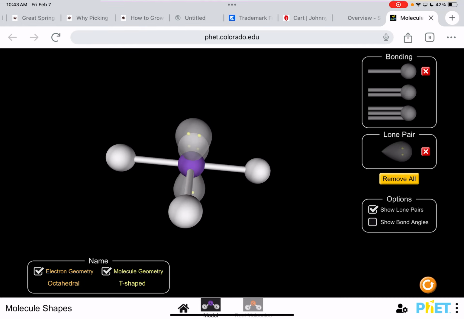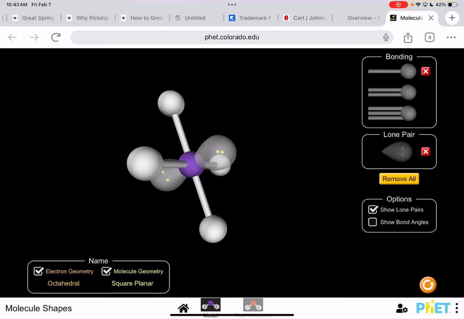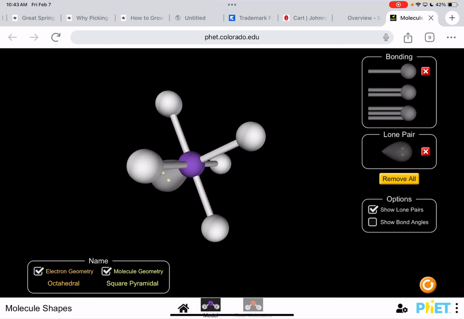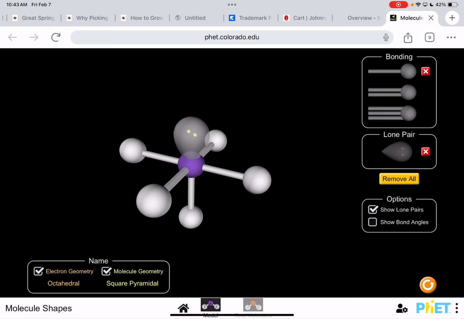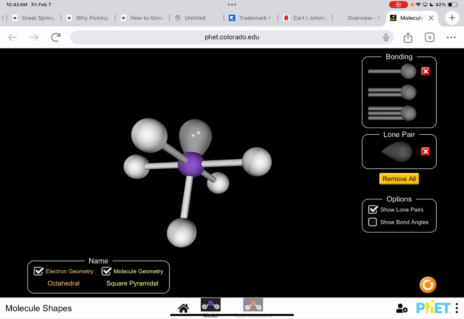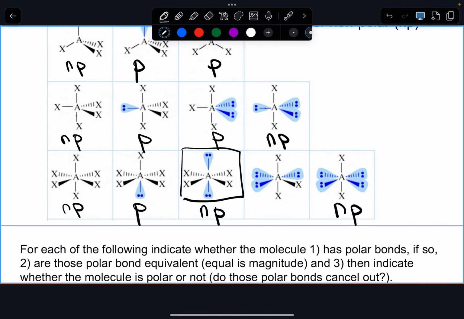But 3 bonds is T-shaped again. 4 bonds is like 2 sets of linear and 1 that's kind of off by itself. So both of these would be polar.